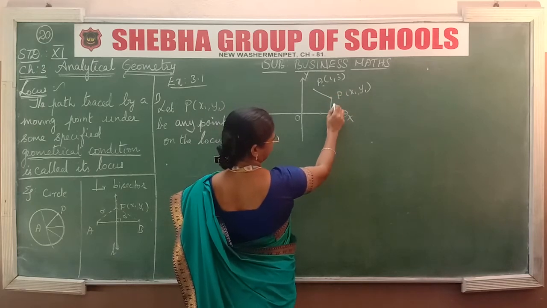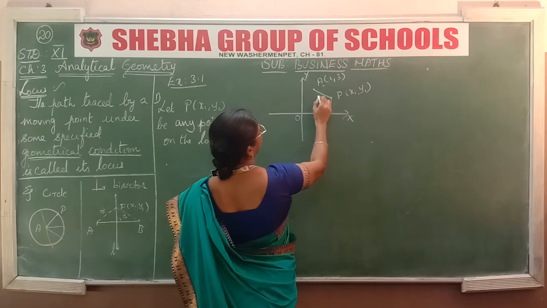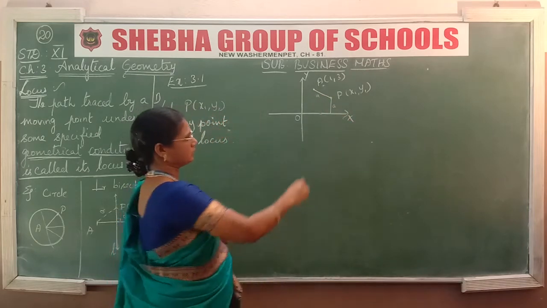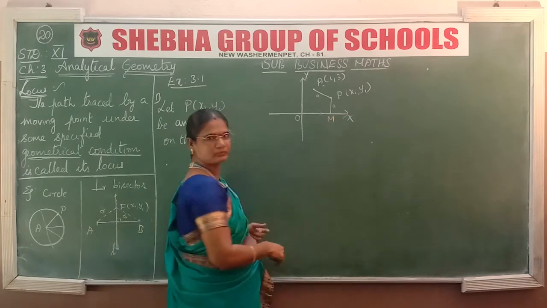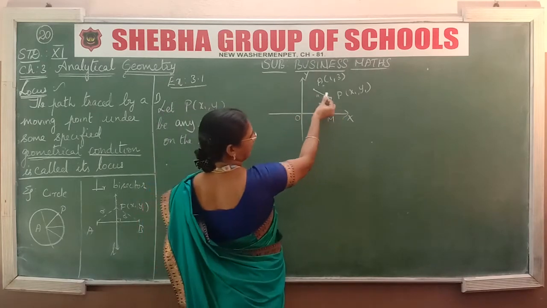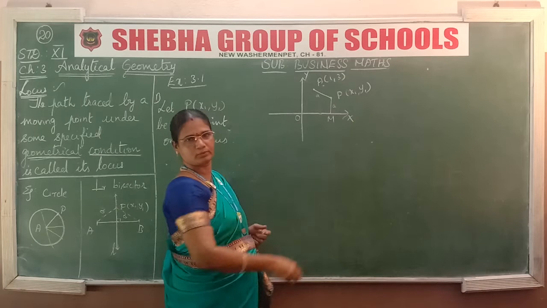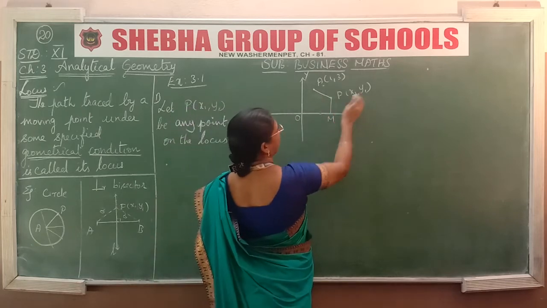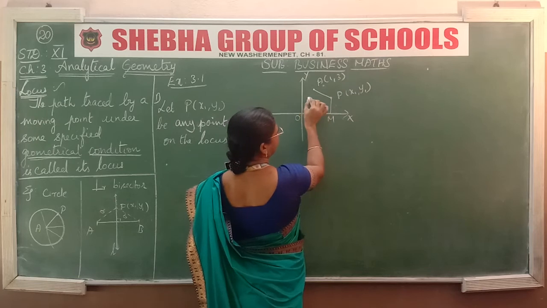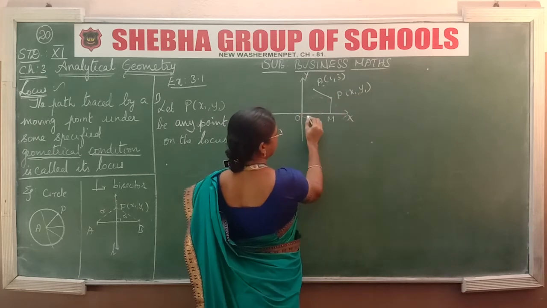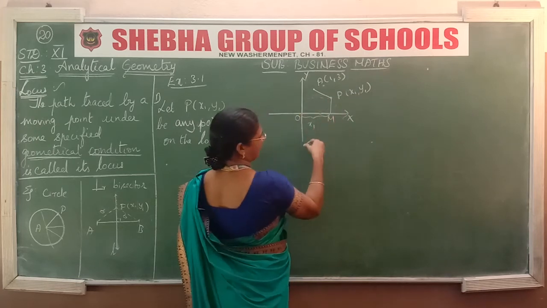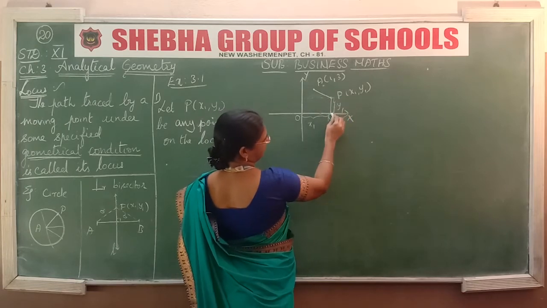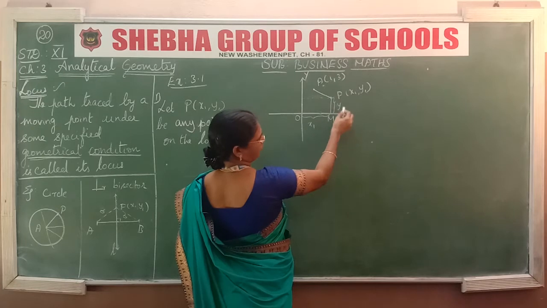They say the distance will be the same. Suppose this is A, this is also A. So we take this as M. That is AP equal to PM, as given. Listen, if you take this as x1 y1, the distance from the x axis to P is y1.